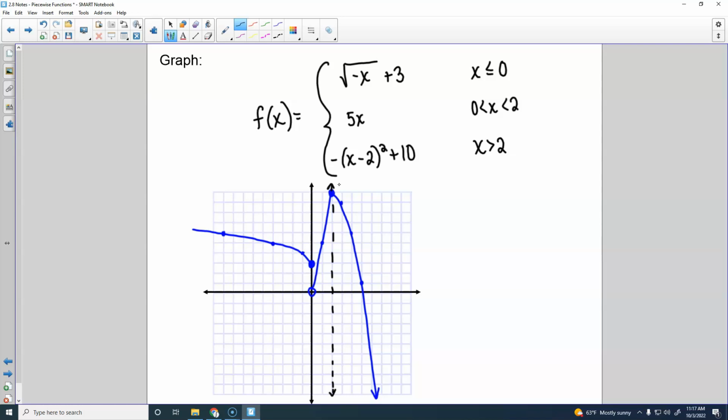Now for these, whenever you have to graph square root of negative x plus 3, if you're thinking about plugging in numbers, first of all, you're only using this for x less than or equal to 0. So you're only using it for negative numbers. If you plugged in negative 1, you have negative 1, and then square root of plus 3. So that's positive 1, square root of 1 is 1.